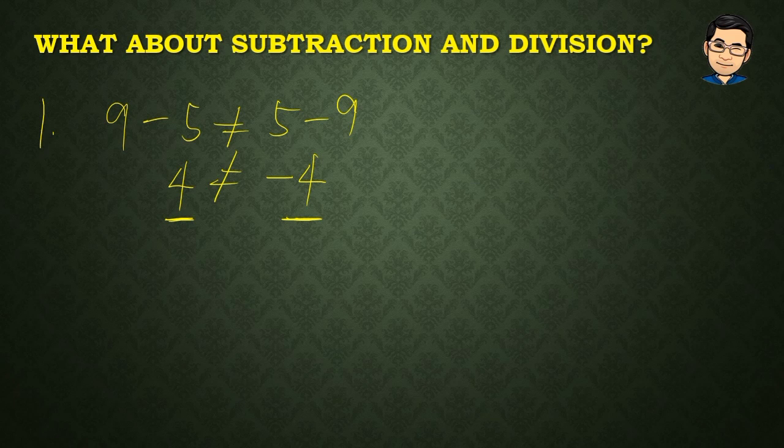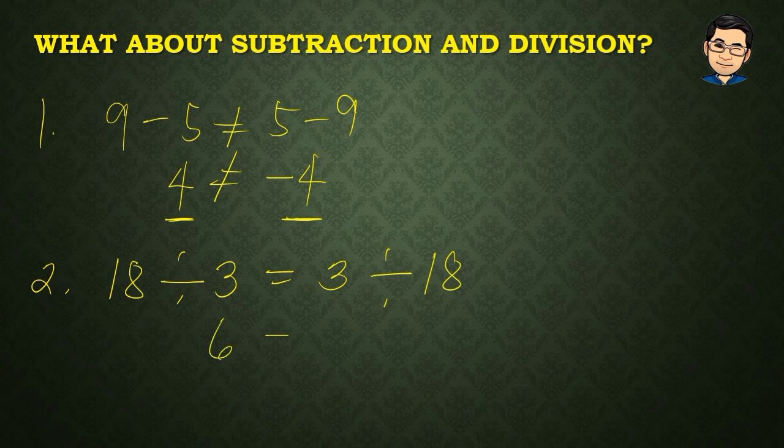So, under division naman, 18 divided by 3 is equal to 3 divided by 18. Okay. So, if we divide 18 by 3, the quotient is 6. 3 over 18 naman, ang sagot dito is 1/6 or 1 over 6. So, you can see, dito sa left side, 6. Sa right side naman, 1 over 6. It means, 18 divided by 3 is not equal to 3 divided by 18. Ayan po. So, sana clear sa inyo kung bakit hindi pwedeng i-apply ang commutative property under subtraction and division.